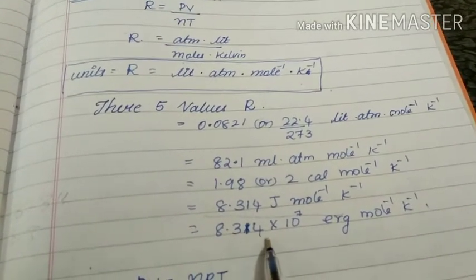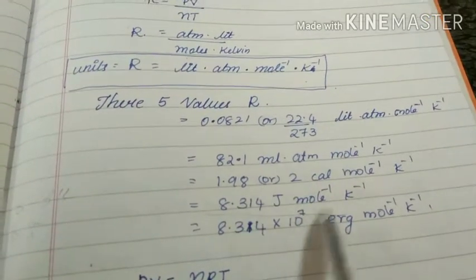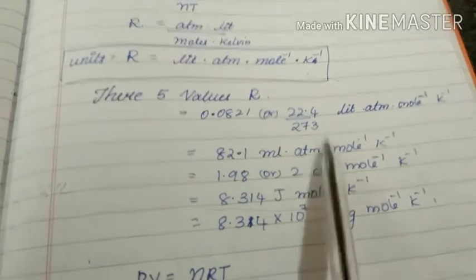And this one is 8.314 into 10 to the power of 7 ergs per mole per Kelvin. So these are the 5 values for R. You have to remember all these values.